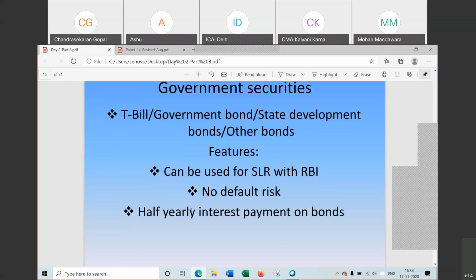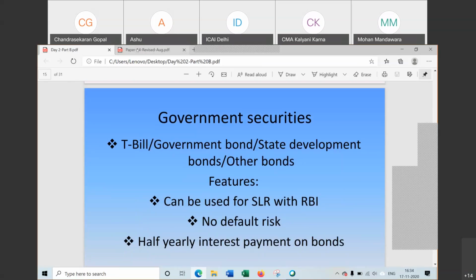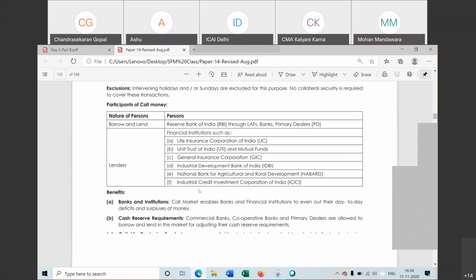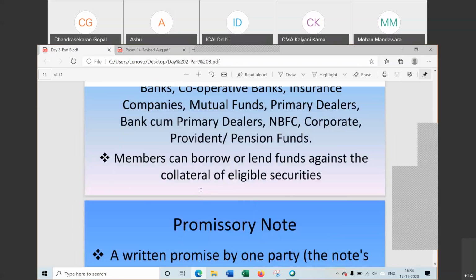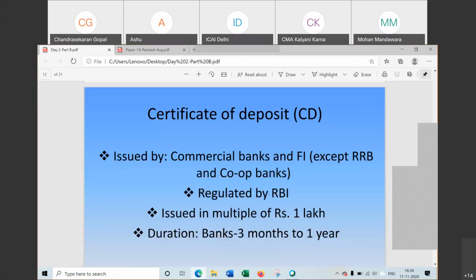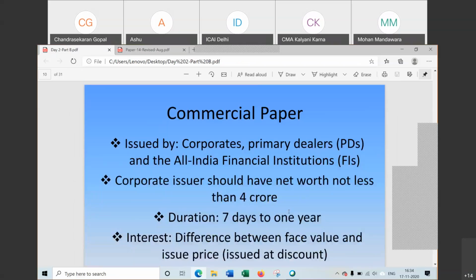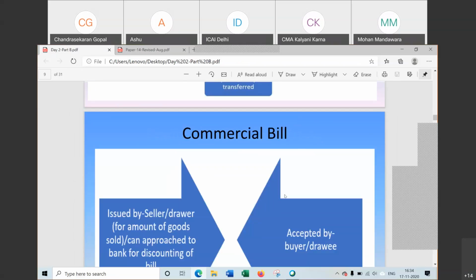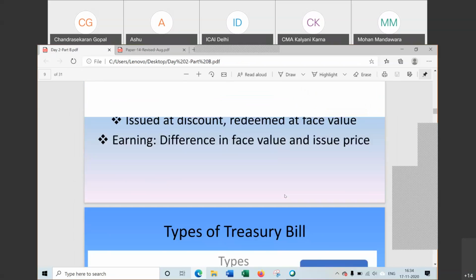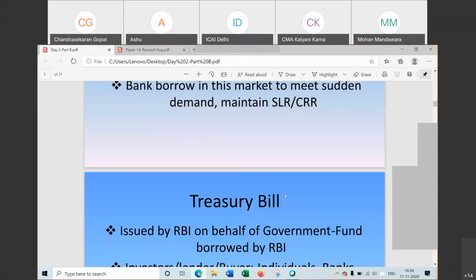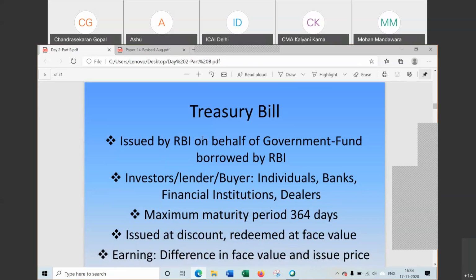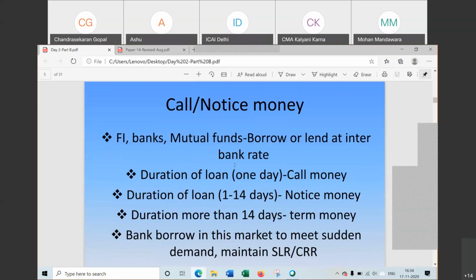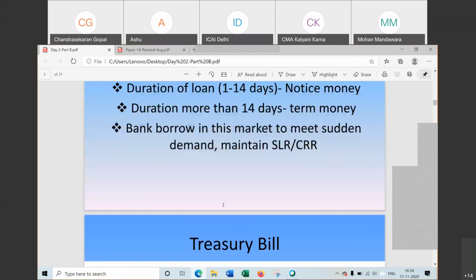Now next one, government securities. Apart from this, we have to study government securities. This one was about money market instruments: repo loan, promissory note, CBLO, certificate of deposit, commercial paper, commercial bill, treasury bill, and call money, notice money. Call money is for 1 day; if it is more than 1 day, it is notice money.